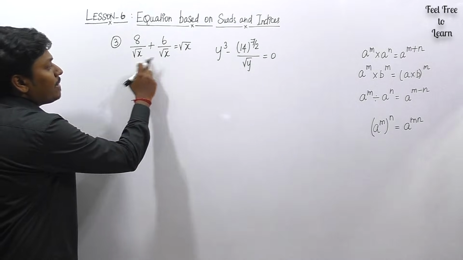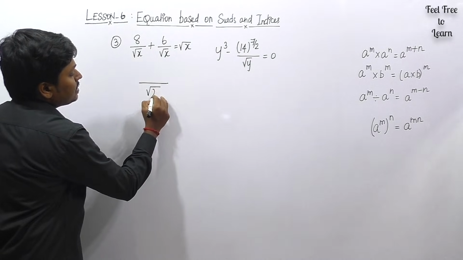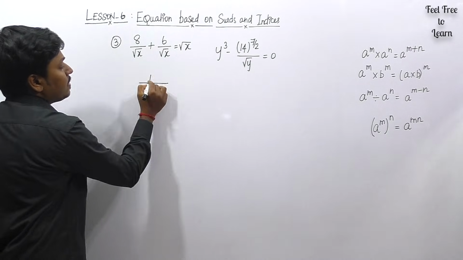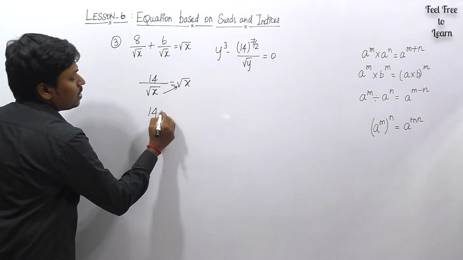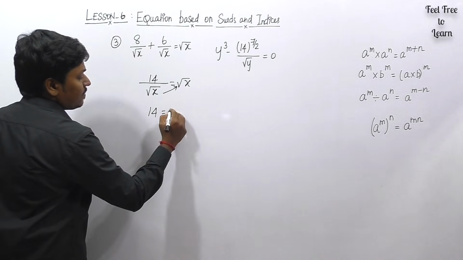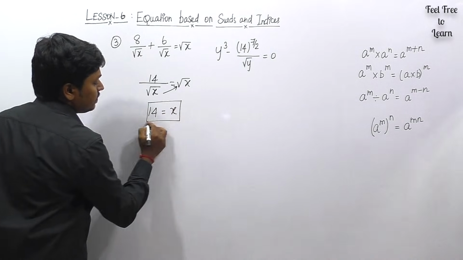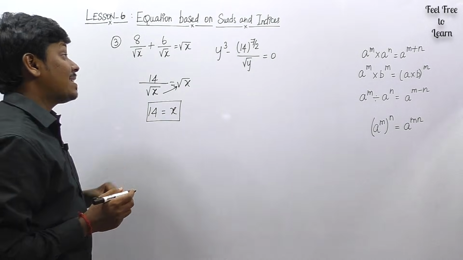So here both the denominators are same. So let me take LCM as root of x. So 8 plus 6 will be 14 is equal to root x. So when you cross this, root of x into root of x will be x. So finally we got an answer, that is x is equal to 14. So let me move on to the second expression.